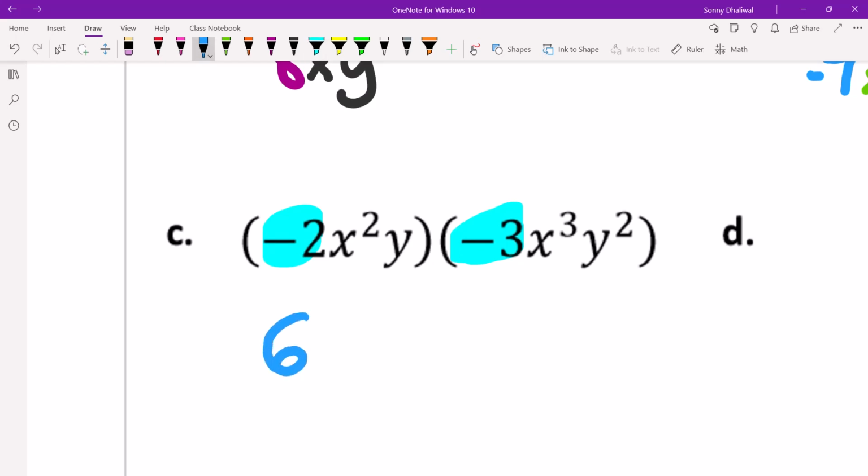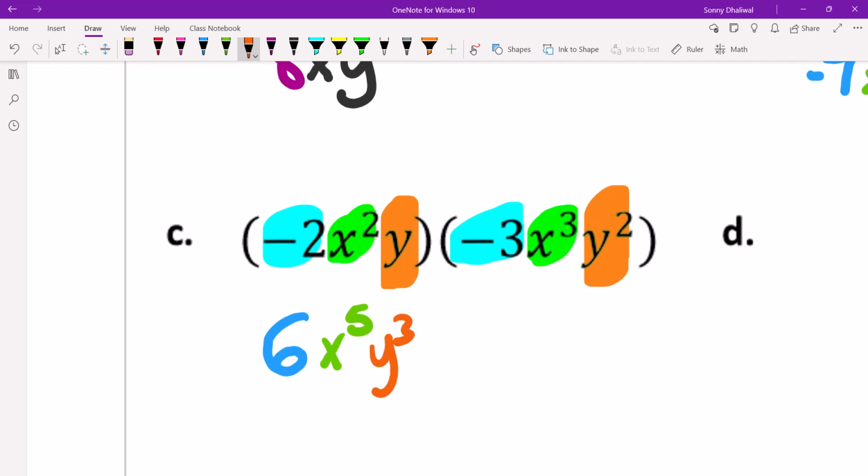That's it. And then we look for our variables. We have an x here and an x here. So the 2 x's are going to come together. So we have x to the 5. We add the exponents. 2 and the 3 makes 5. Right? Now we have a y here and a y here. We combine the y's together. What do we get? y cubed. y cubed. This has a little imaginary 1.